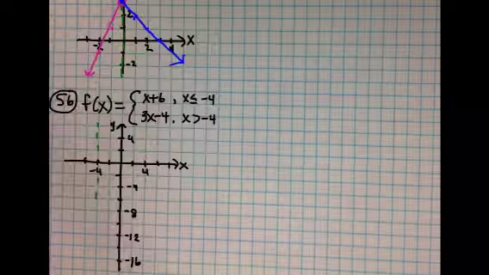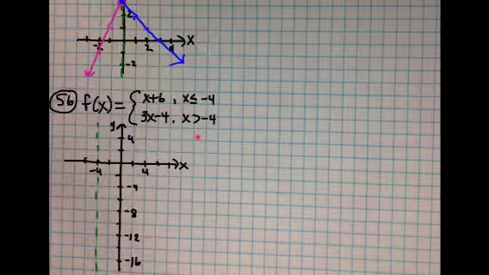the boundary line is at x equals negative 4. So again, I'm going to go ahead and draw in a dashed line down x equals negative 4 to separate the two regions. Okay, so to the left of that green line, I'm going to graph x plus 6. And to the right of that green line, I'm going to graph 3x minus 4. Okay, because that's what the domain right here tells me.